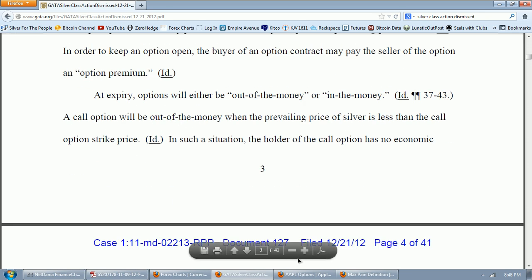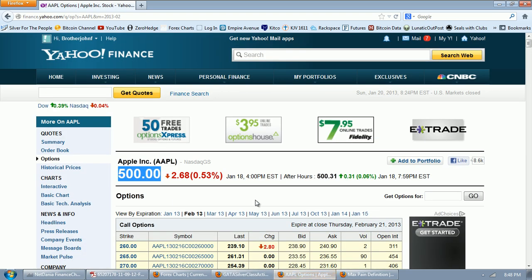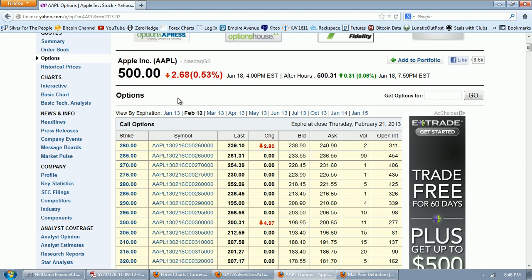But as you can see from Apple Computer closing at 500.00 on options expiration. You have to remember that January 18th was options expiration. So it's only important that it close exactly at that price on that exact day, at that exact time.